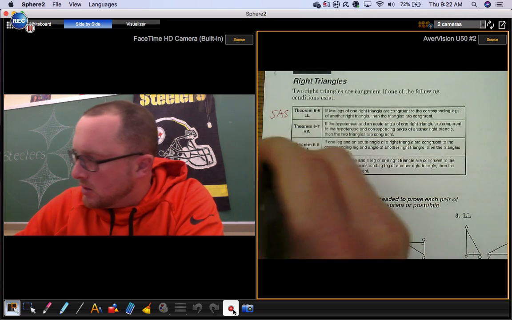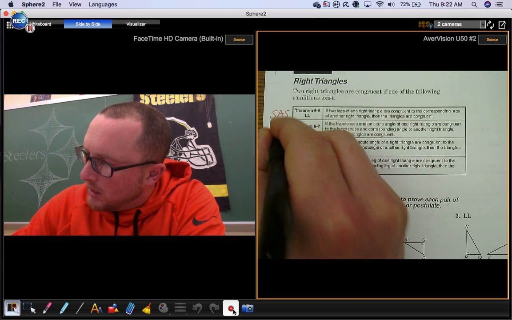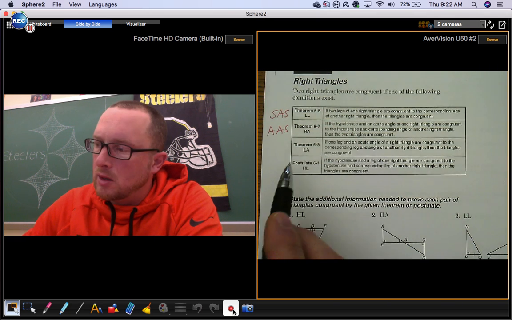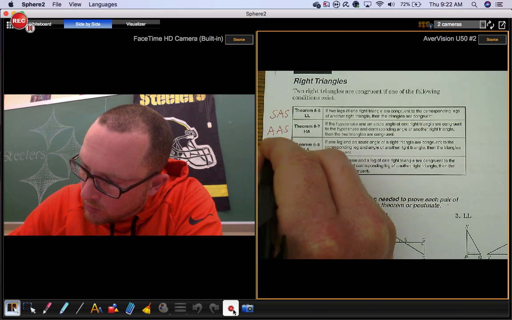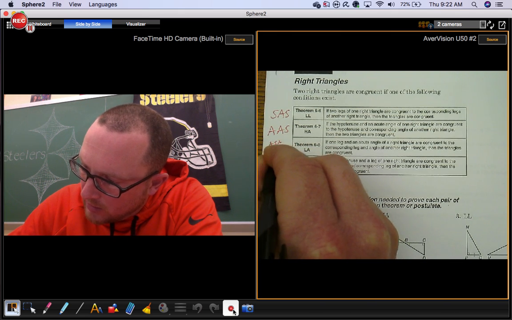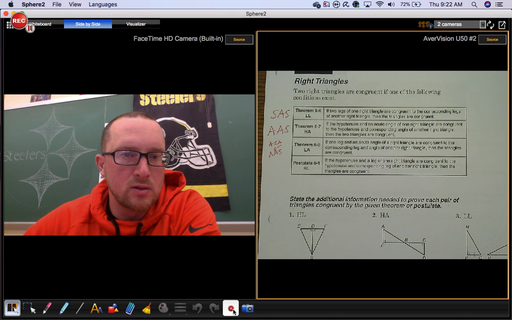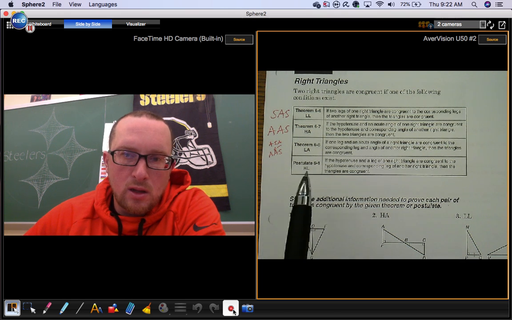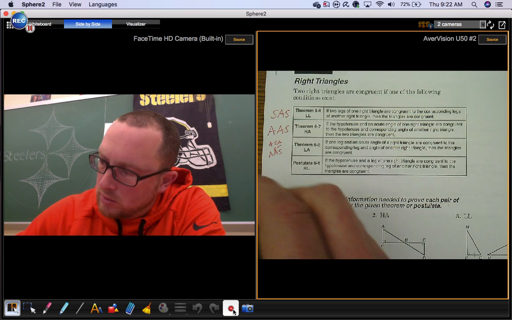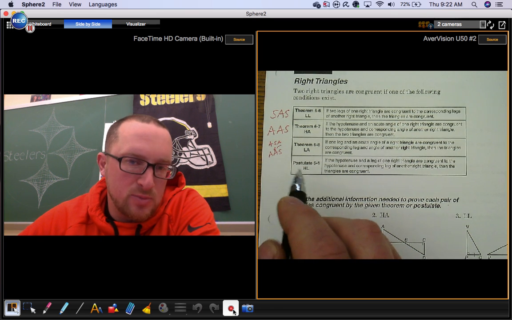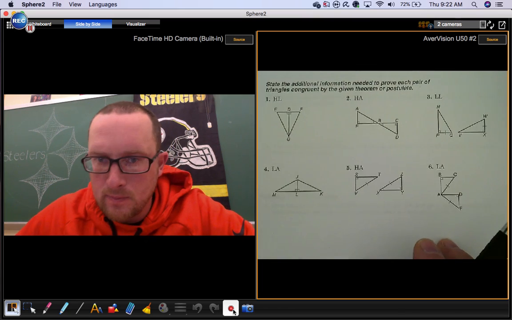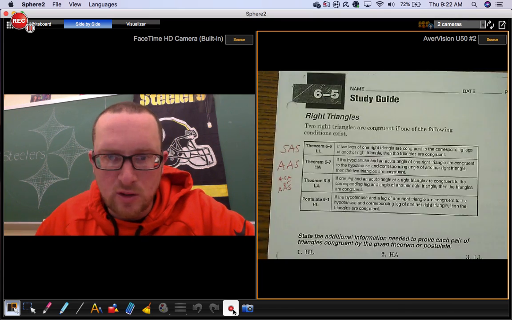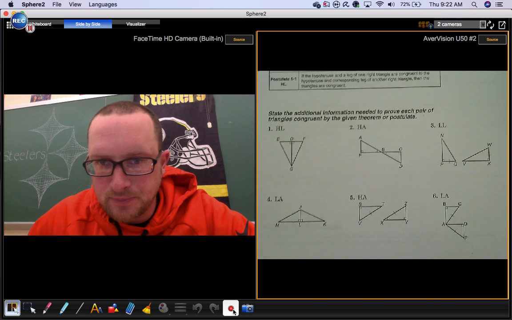HA is the same thing as angle side. LA could be angle side angle or angle side, depending on where those congruent acute angles are. And HL, remember, that's the same thing as AS, but it has right angles. So obviously you can refer back to this anytime you need to.